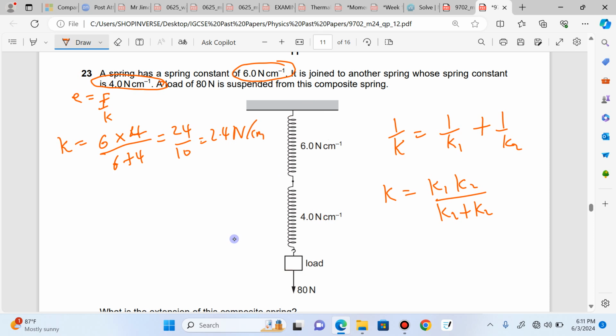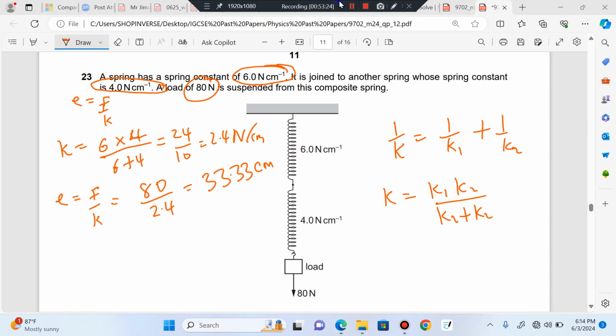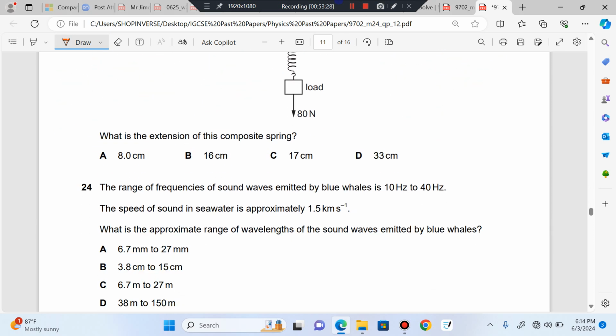So now I have my spring constant. I can now get my extension by doing force divided by spring constant. The force is 6. No, the force is not 6. The force is 8 Newton. So I have 8 divided by the spring constant, 2.4 Newton per centimeter. 8 divided by 2.4. If I do that with my calculator, I will get 3.33 centimeters, which is option D.